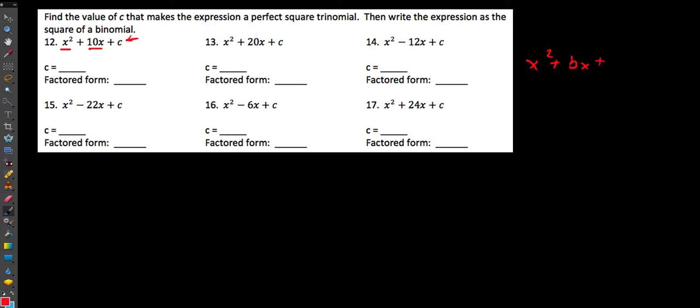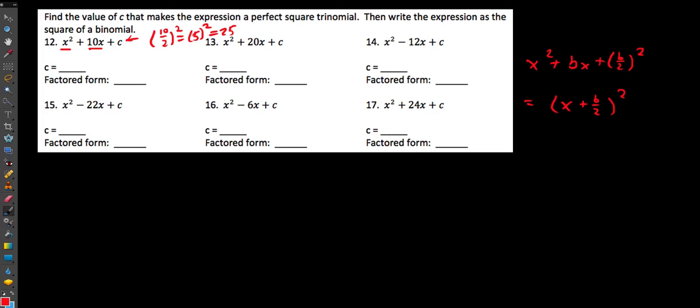Remember that what we want to put here is always half of our middle term, squared, and if you can do this, then it will always factor into the square of a binomial, which will always be of this form, x plus b over 2, squared. So when you look at, say, number 12 here, we say, what's half of 10, squared? I would actually just say, take the time to write this out. 10 over 2 squared would be 5 squared, which would be 25.